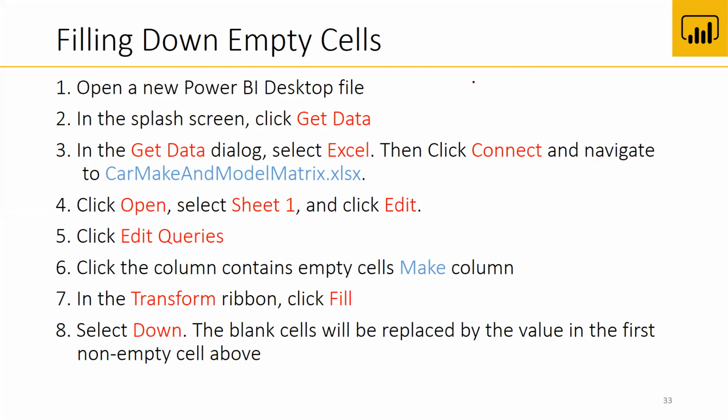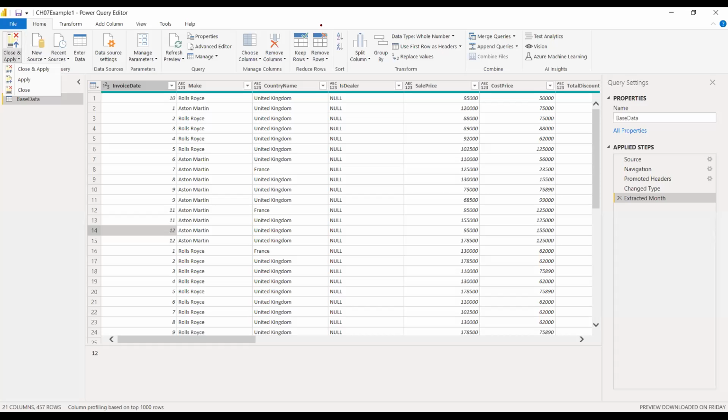So you have to click on get data, Excel, and then connect to the car make and model matrix. This is to be added into the existing query editor, and then we will use the fill up or fill down options to complete that. At any point before leaving the query editor, you must remember to close and apply, apply or close. If you don't want to save changes to your queries, just click close. If you want to close and apply, then use the first option.